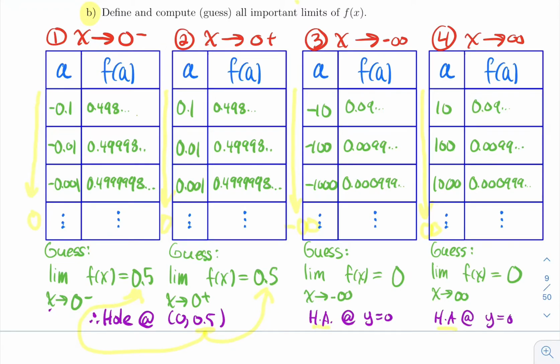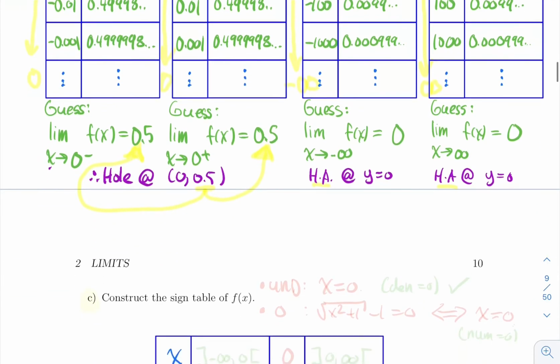It's possible to have two different horizontal asymptotes. It's also possible to have two different holes, but because we got the same value on the left and the right side, we'll just need one hole to illustrate these two points. All right, so we have the domain, we have the important limits computed. So let's move to the next part.